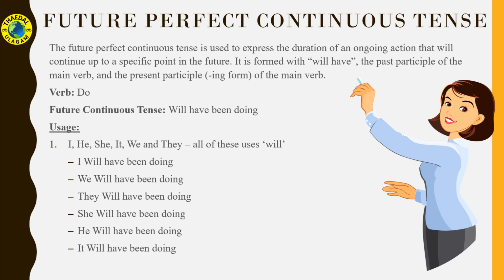I, he, she, it, we, and they, all of these use will. I will have been doing. We will have been doing. They will have been doing. She will have been doing. He will have been doing. It will have been doing.